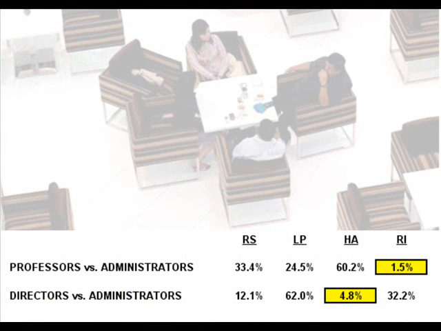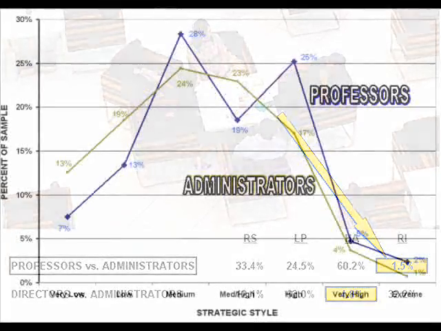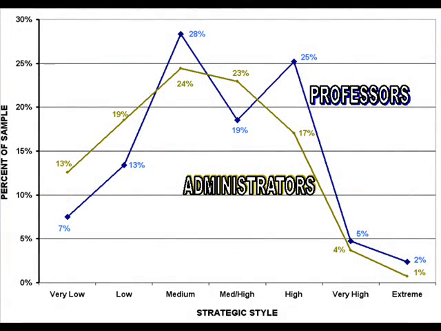This table shows the statistical significance of the differences in the IOP profiles between administrators and both professors and directors. And it looks like there is a real difference. Administrators differ from professors along the idea-oriented RI dimension. There is only a 1.5% chance that the difference in their profiles is just a random variation. Let's take a deeper look. This is the idea-oriented RI strength profile of professors versus administrators.